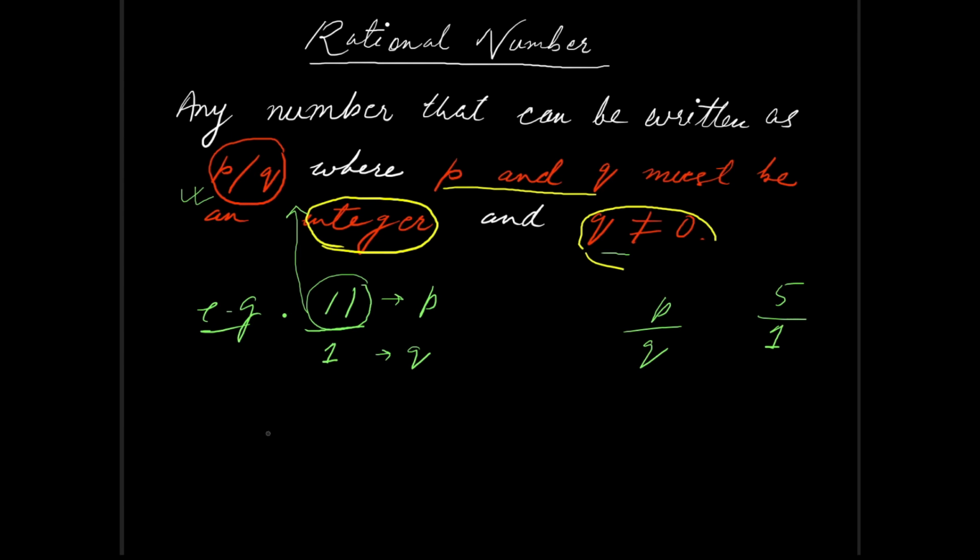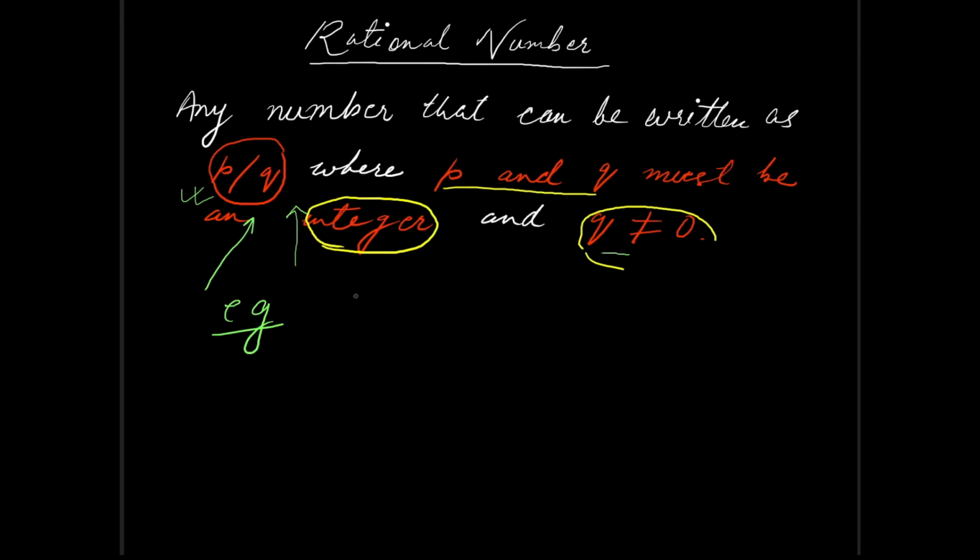Okay, what about 0? Is 0 a rational number? Obviously 0 is a whole number, so 0 must be a rational number. Or we can say that 0 can be written as 0 by 1. So here 0 is in the form of p by q, and we have p equal to 0, q equal to 1, both are integers, and q is equal to 1, which is not 0. So 0 by 1, that means 0 is also a rational number. Okay, cool. What about 1 by 0?